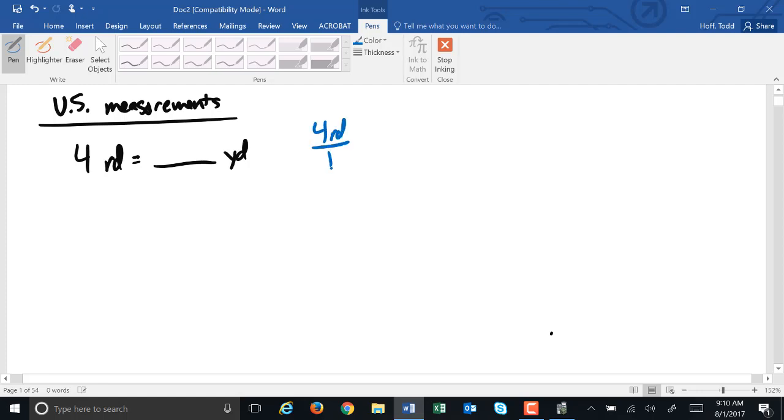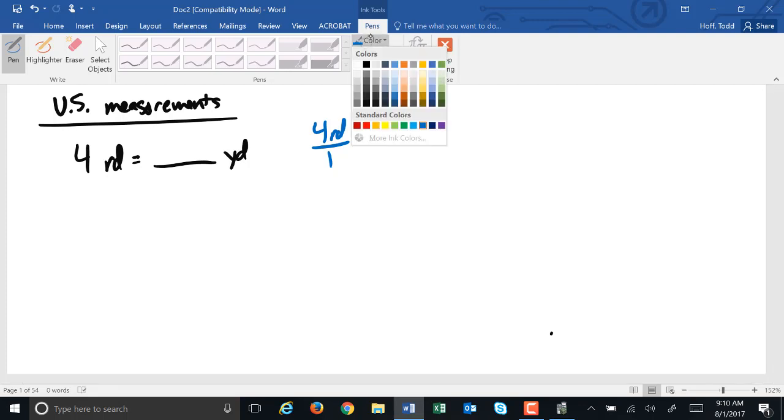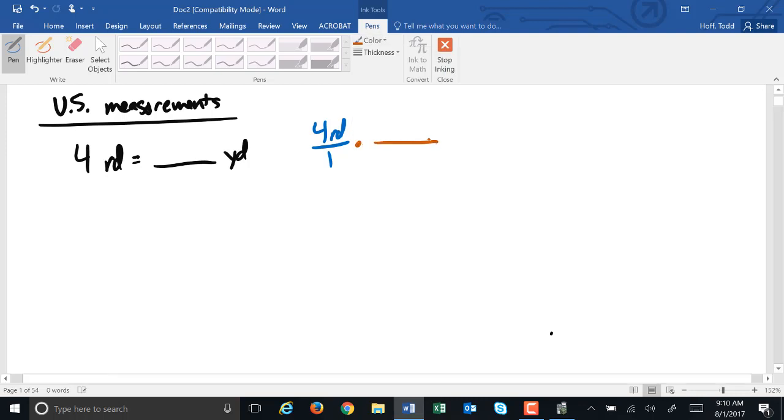So we start out by turning our 4 rods into a fraction, 4 rods over 1. Then we're going to multiply by this conversion factor, or a unity fraction it's sometimes called. The unit we are getting rid of goes on bottom. So rods is going to go on bottom. And we're converting to yards. So yards is going to go on top.